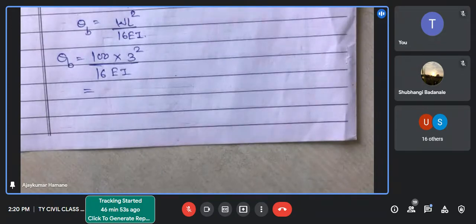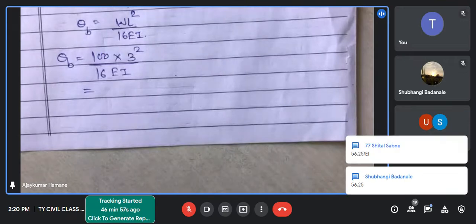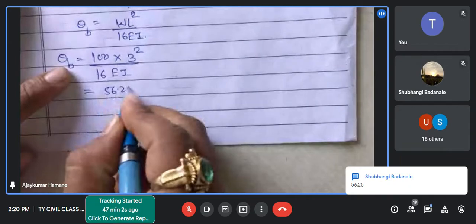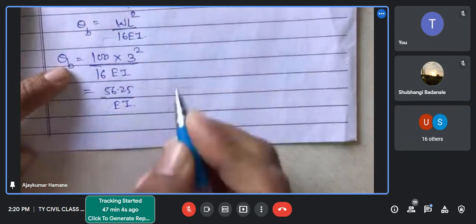Okay. Now, what is theta B? WL square upon 16EI. So 100 into 56.25 divided by EI.